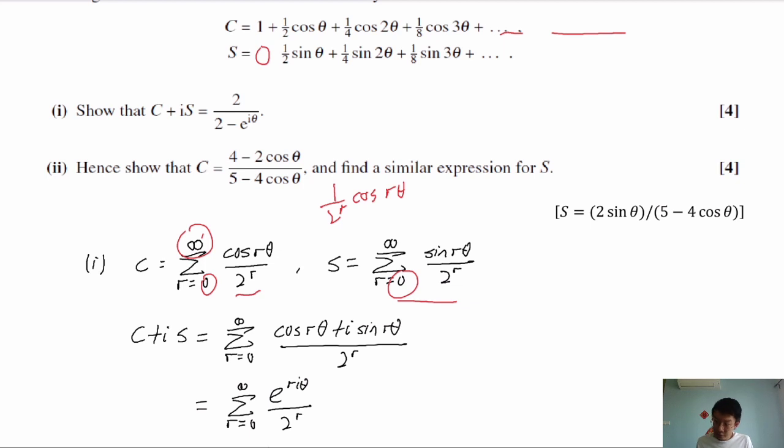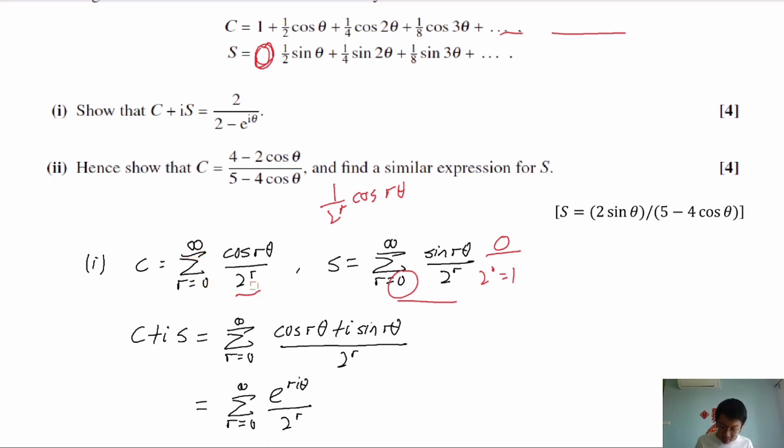So when we have r equals 0, we have a 1 here, since 2 to the power 0 is 1, but for this one it is actually a 0, which gives us a 0 here. Okay, so this is how we form the sums for C and S.